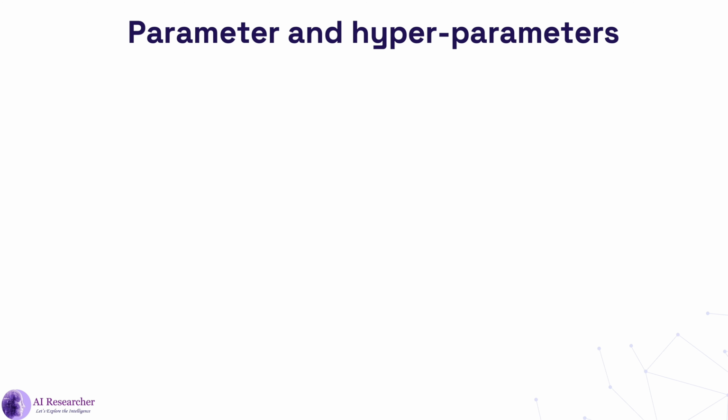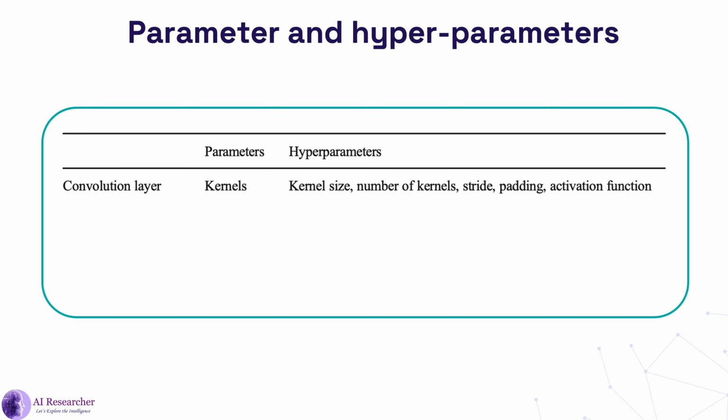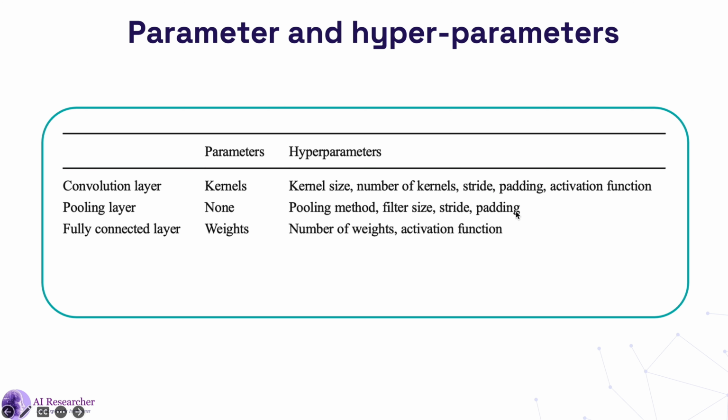The next important concept in CNN is parameters and hyperparameters. For the convolutional layer, we can set different hyperparameters, which are kernel size, number of kernels, stride, padding size, and activation function. Then next is the pooling layer. In the pooling layer you can pass a pooling method, which is max or average pooling. Then filter size, stride, and padding can also be passed in the pooling layer. The next is the fully connected layer, in which you can pass the number of weights or activation function.